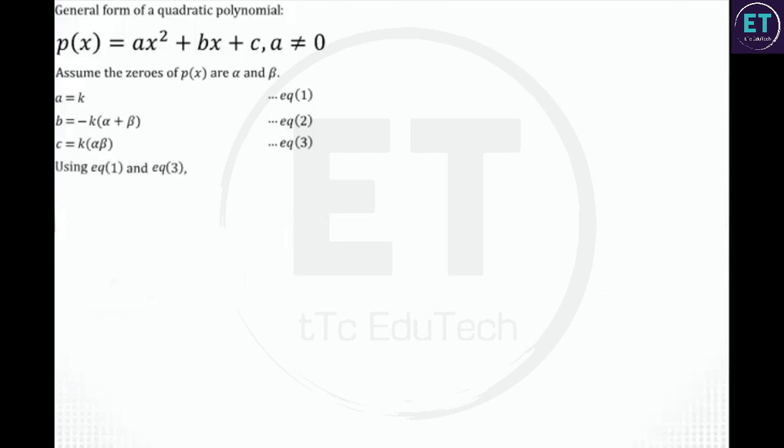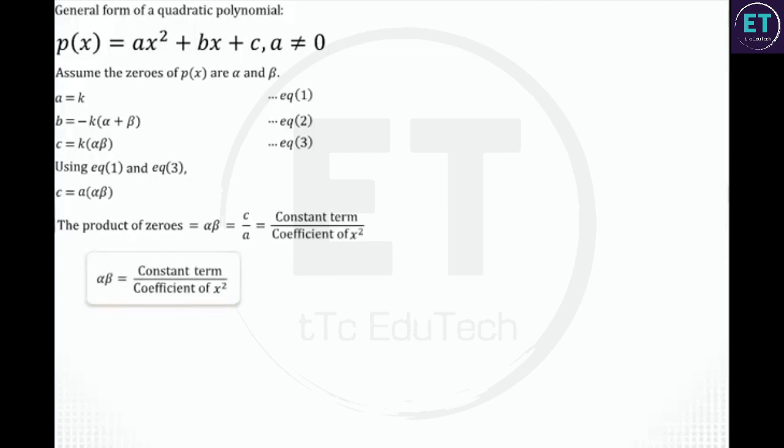On using equation 1 and equation 3, we get the product of zeros, which is equal to c divided by a. Here c is the constant term and a is the coefficient of x squared. Therefore, this equation defines the relationship between the product of zeros and the coefficients of a quadratic polynomial.